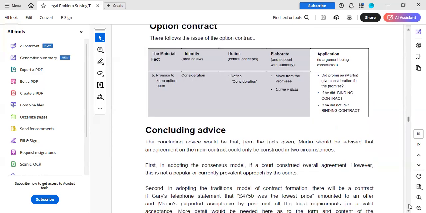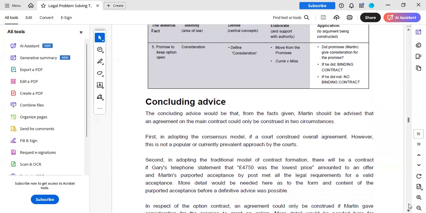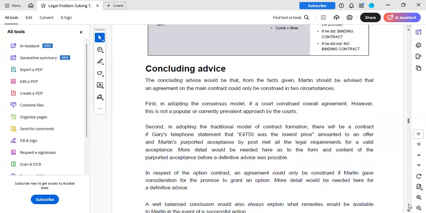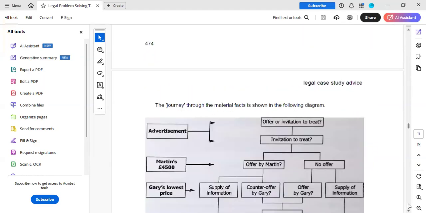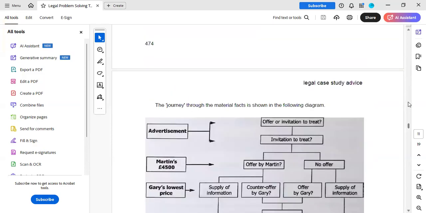Then at the end of the day, you have to give a concluding advice. Concluding advice would be that, from the first given, Martin should be advised that the agreement, the main contract, could only be construed in certain circumstances. You see how elaborate the advice is. First, in adopting the consensus model, we call construed overall arguments. However, this is not a popular or currently the prevalent approach by the court. So you have to make your concluding advice as practical as possible. Very, very important, as practical as possible, and you see how it goes from there.